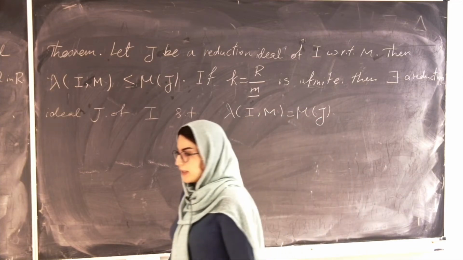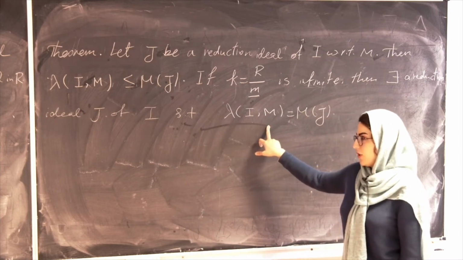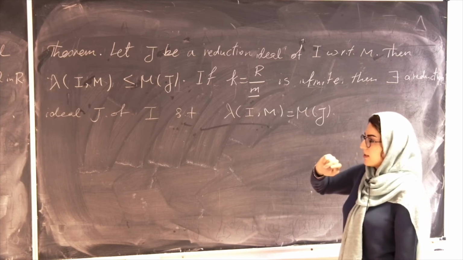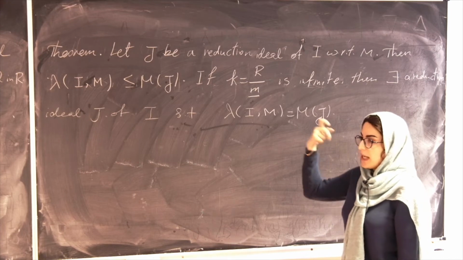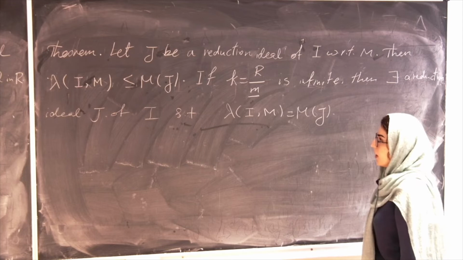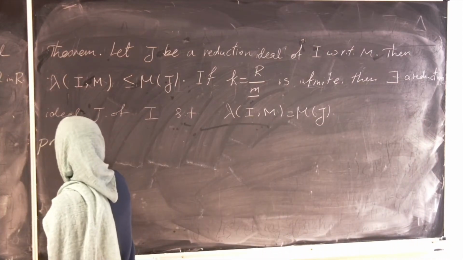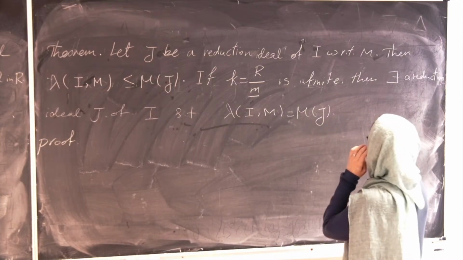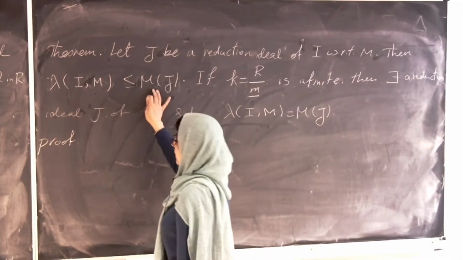This is very important for us, the existence of such an ideal, which we will see helps us to find a system of parameters that we can replace by I to compute the multiplicity. So, the first part, we want to show that this is an upper bound.